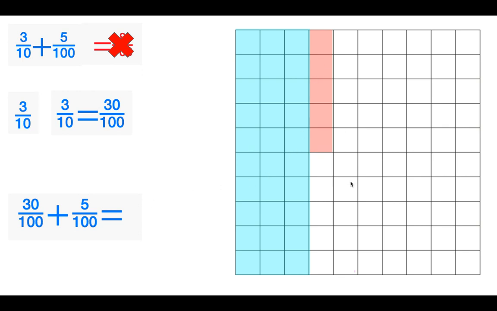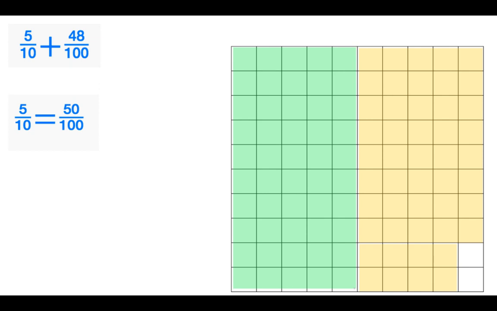If you notice, I shaded the 5/100ths a different color. This is a good visual to help you see the two fractions being added. Again, this is 3/10ths, which we are now calling 30/100ths, and then we had 5/100ths. If you count how many total are shaded, you'll get 35/100ths.